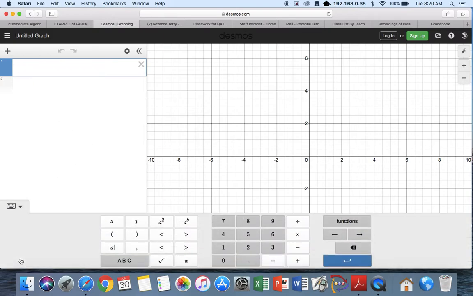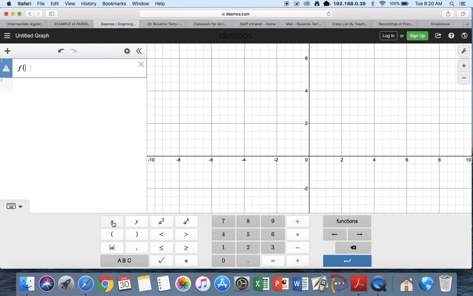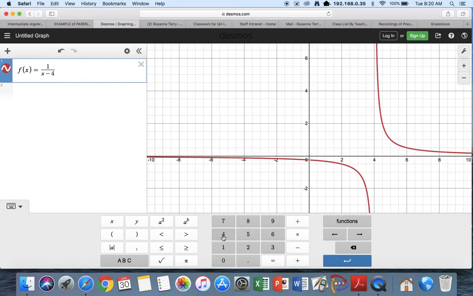So I'm going to use this key. We have f of x is equal to 1 divided by, and I did x minus 4. So x, there's our original parent function, minus 4. All right, so there is the new function.